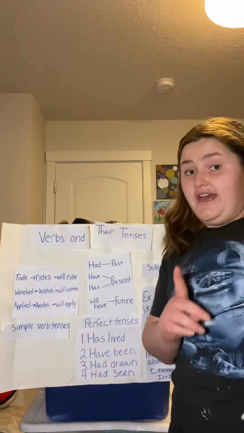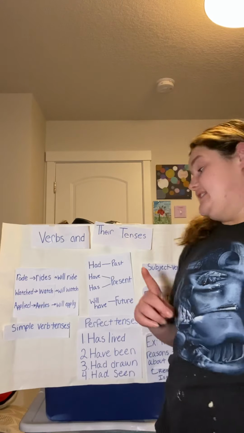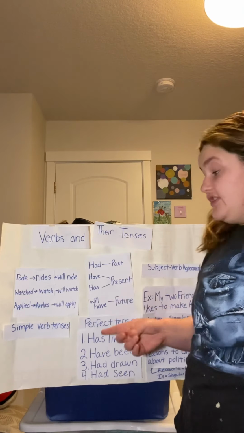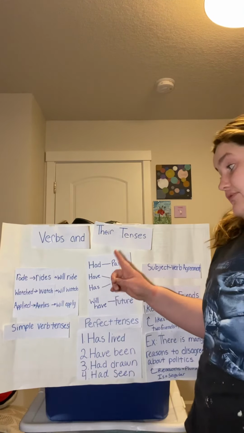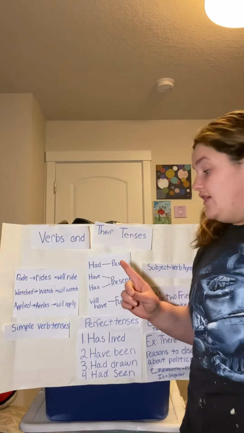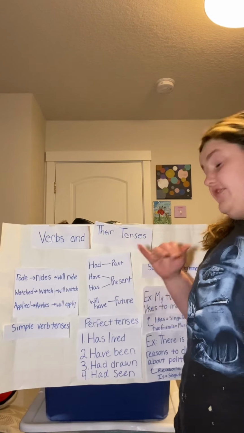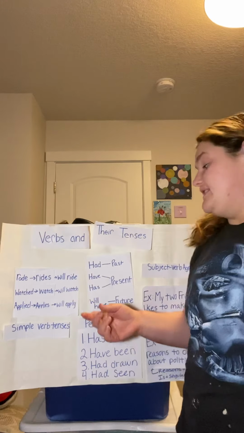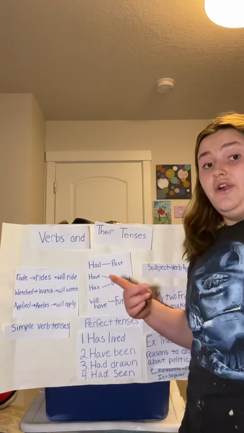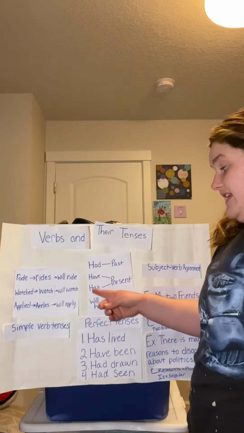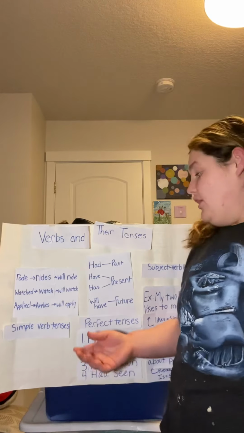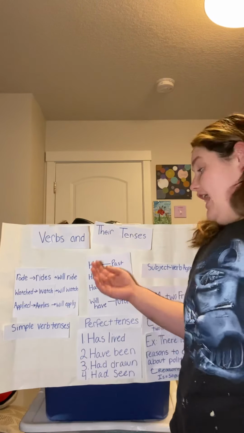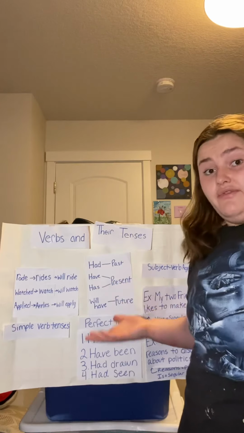Where it does matter how many subjects are within the sentence is in the present. So if you're referring to a singular someone else, you might say she has or he has. He has gone to the park. Or if you're referring to yourself, I have been there before.